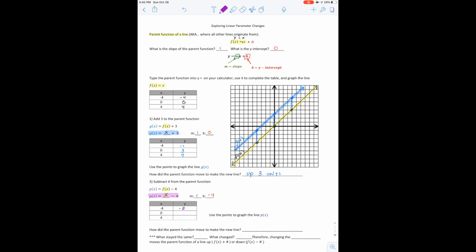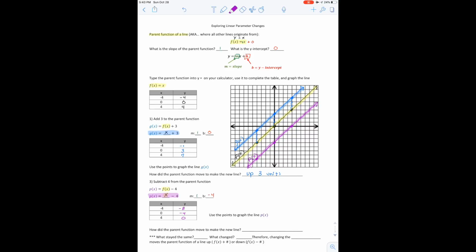So that's going to be -4, -8, and we're going to have 0, -4, and 4, 0. So if I'm going to plot these points, -4, -8 is right there. 0, -4 is right there, and 4, 0 is right there. So again, grab your ruler, and we're going to draw that line. Put arrows on the end because the line's not stopping, and this line is p of x. And I'm going to highlight it as well, just in case you're writing with your pencil. Make sure you highlight so you can compare these graphs in a little bit.